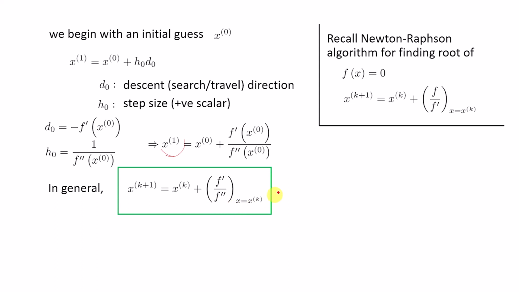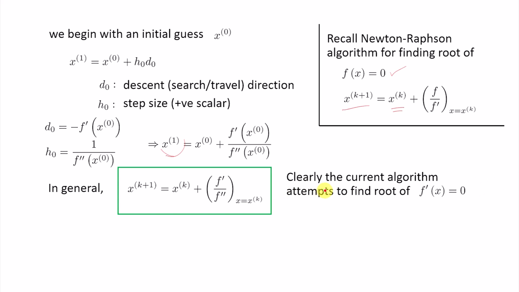Now, if you recall the Newton-Raphson algorithm for root finding, when we tried to find fx equals 0, how did we find it? The algorithm was x at k plus 1 equals xk plus f by f prime at xk. Now you see that they are very similar looking. Only thing is that instead of f by f prime, now I have f prime by f double prime. So clearly here, this is a root finding algorithm actually. What we are doing, we are actually finding the root of f prime x equals 0.